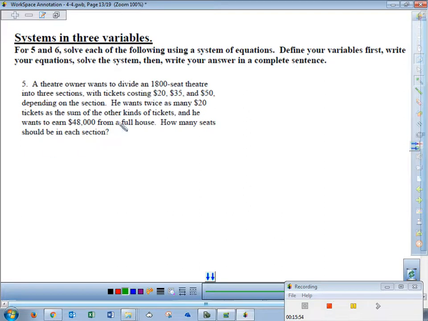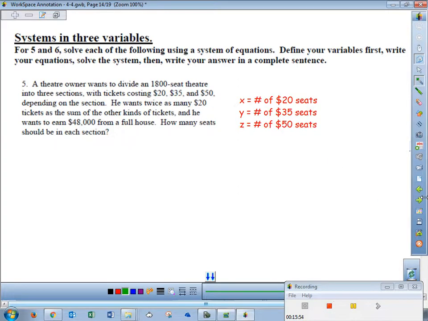So we're in 3 variables, and we just got to realize they're asking us about the types of seats. Well, we've got 3 different kinds of seats: a $20 seat, a $35 seat, and a $50 seat. So I'm going to define my variables like so. I'll use x, y, and z. I say that x is the number of $20 seats, y is the number of $35 seats, and z is the number of $50 seats.